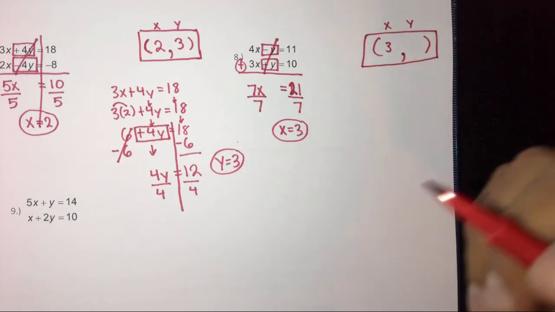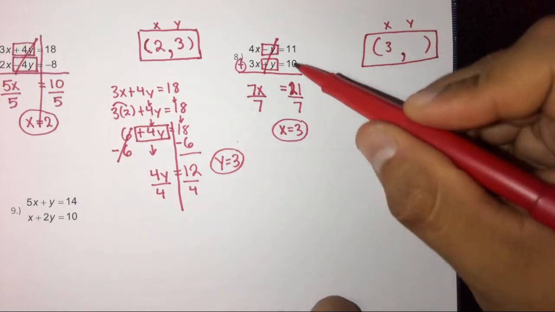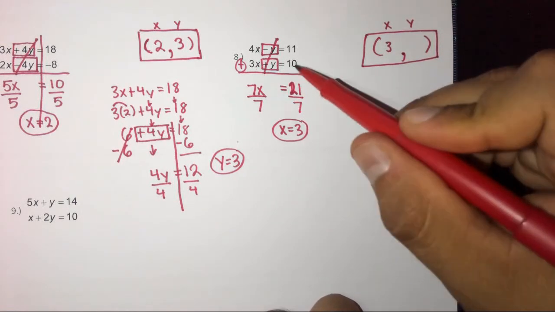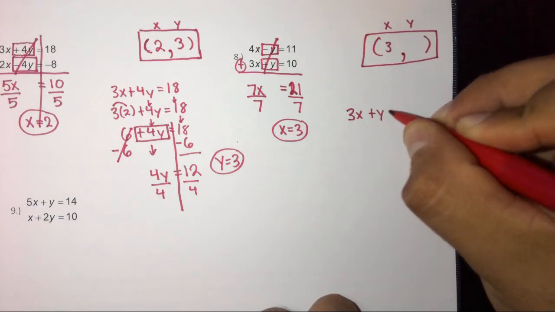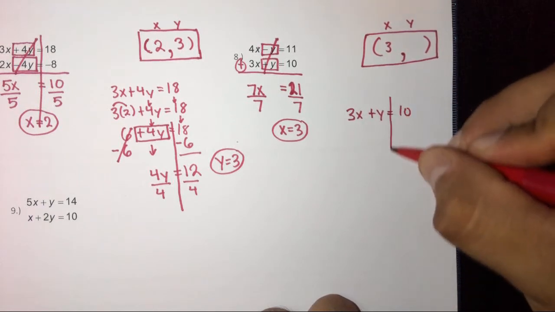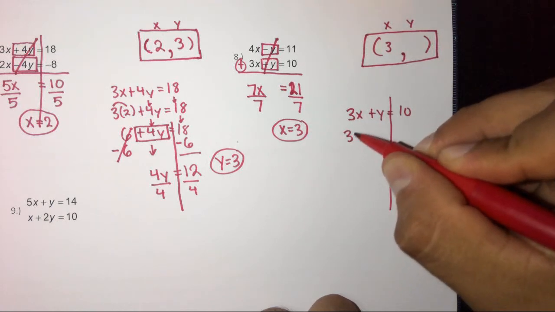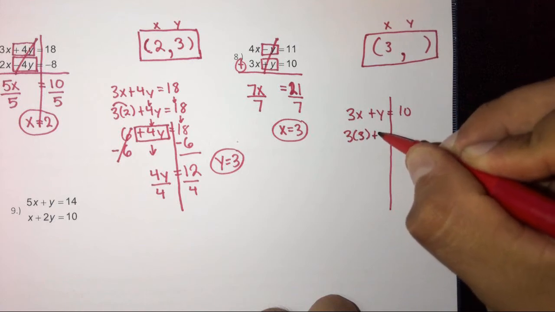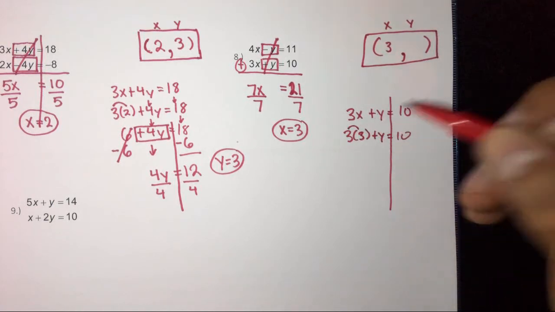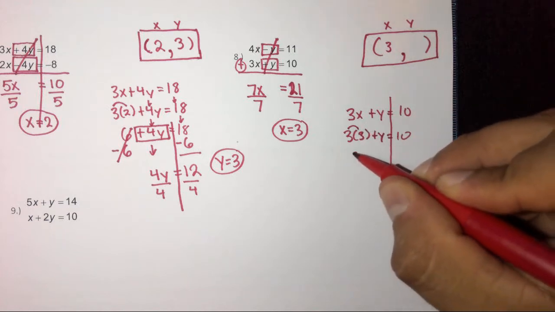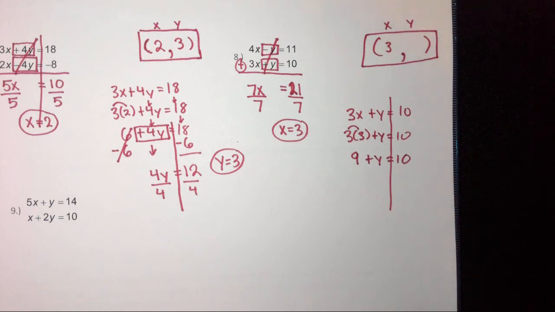Next I take that value, I plug it back in, and I check to see if I can solve. So again, I always choose the easier of the two. In this case, the bottom one's going to be easier, so I'm going to rewrite that. 3x plus y equals 10. 3 is, I'm going to plug it in for x, so we have 3 times 3 plus y equals 10. I distribute or I multiply. 3 times 3 is going to give me 9. So 9 plus y equals 10.